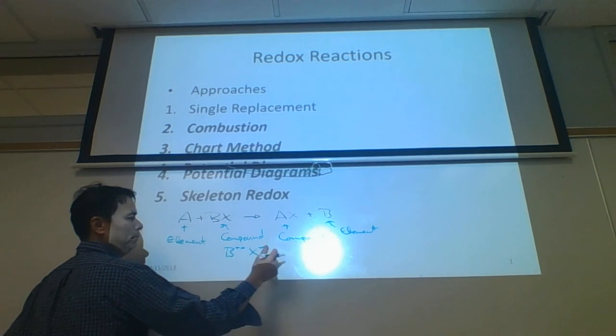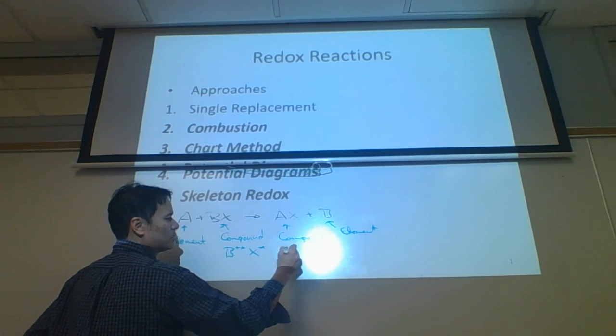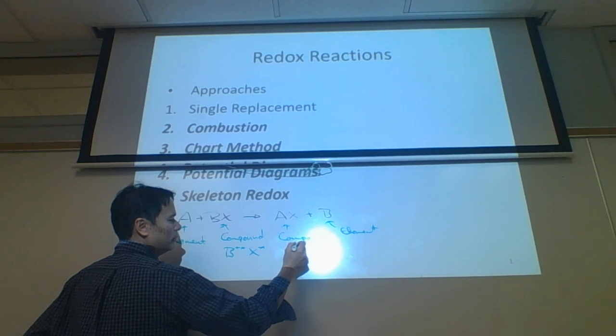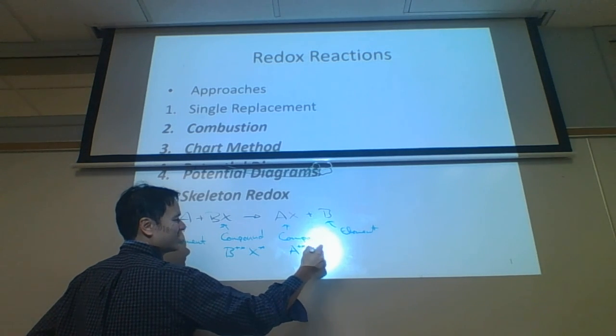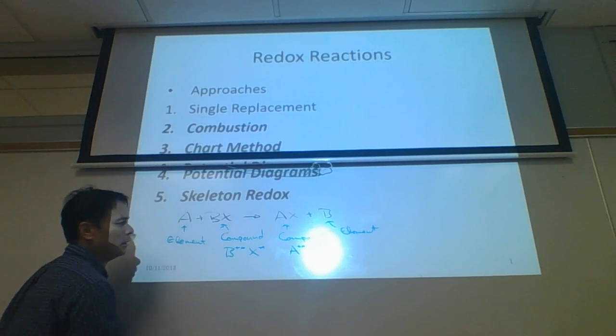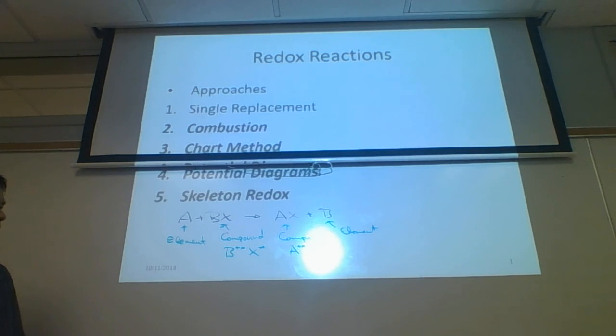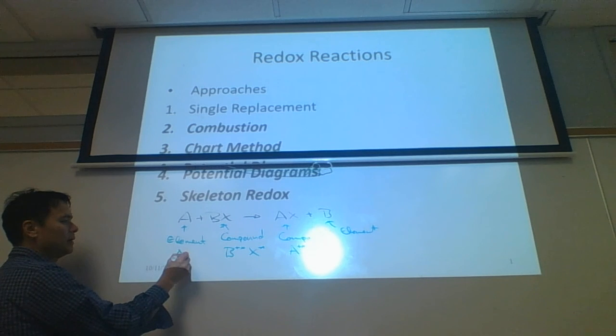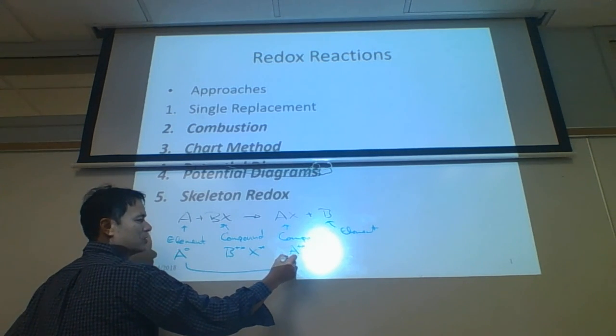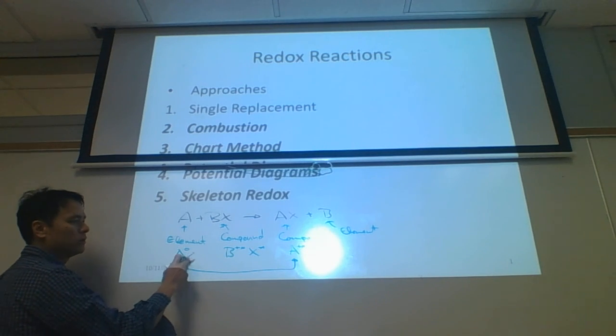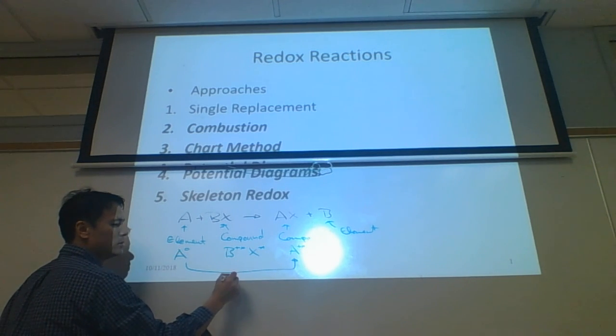And so the compound that forms is going to be A plus X, X minus, something like that. The charges could vary depending on what we're forming. But essentially, we're going to take element A, which has a 0 charge, and then go to positive charge. If A goes from a 0 charge to positive charge, it loses electrons.